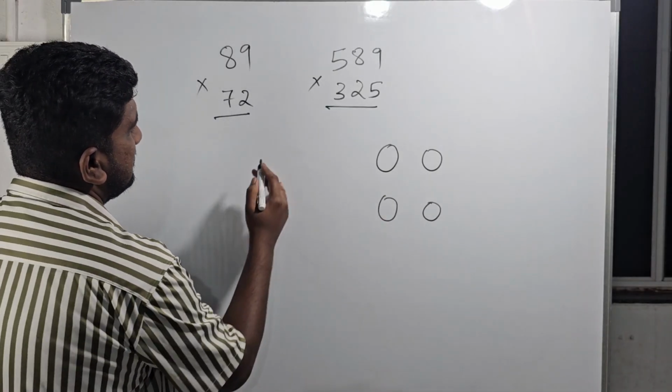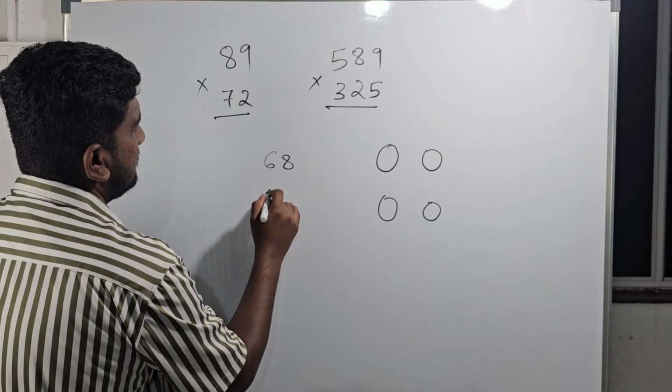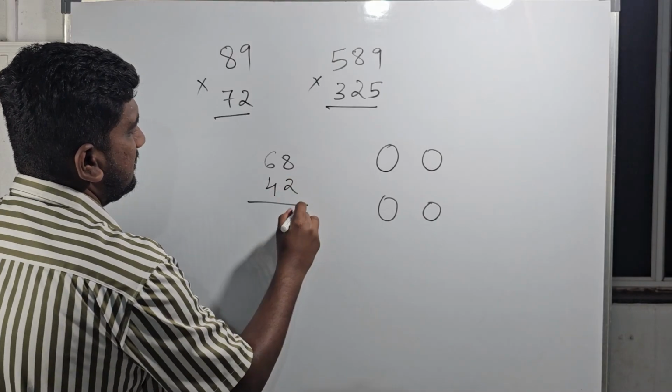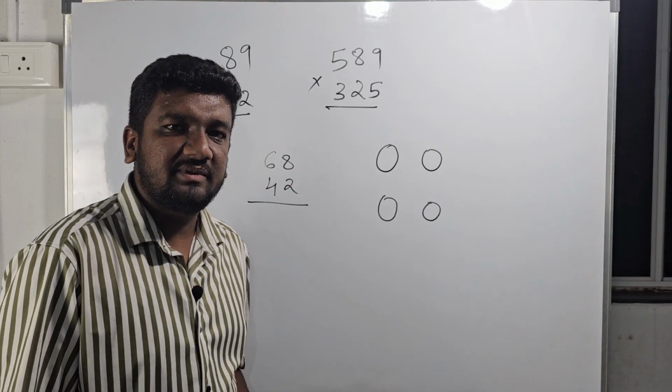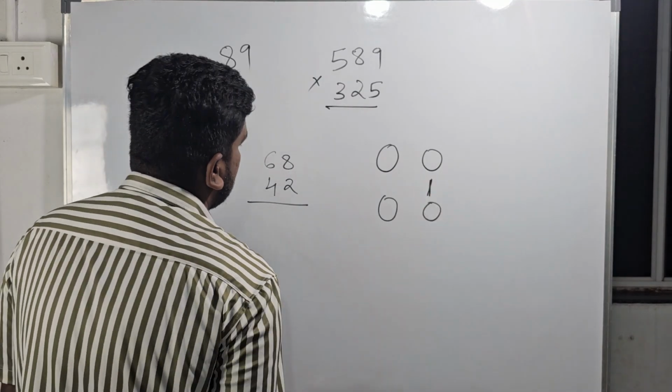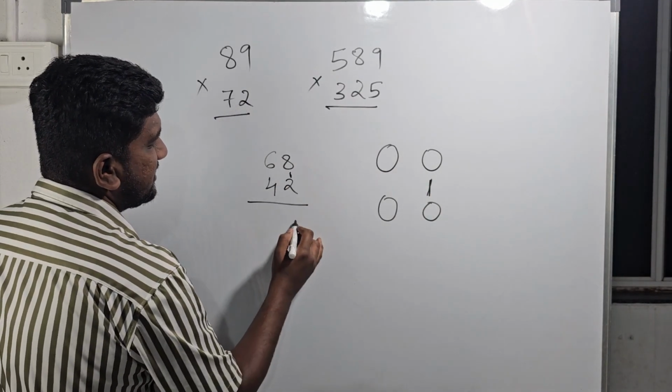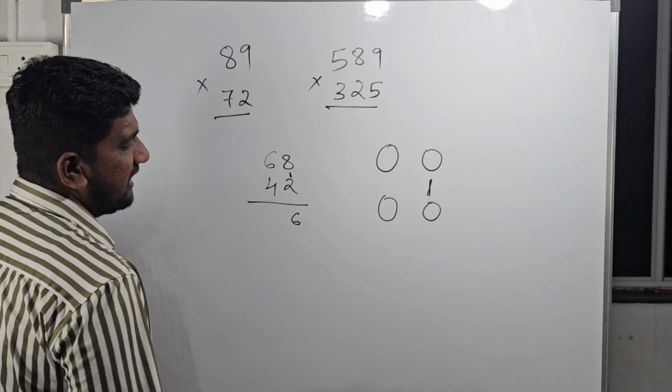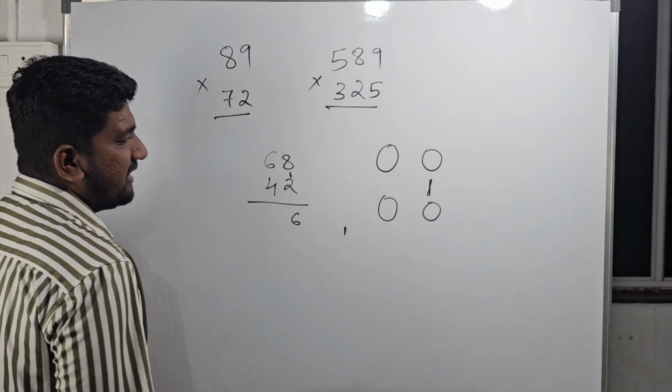So suppose 68 into 42. So again we will follow the three steps. First step is we have to multiply these two numbers. So 8 2 is 16. 6 will write here and 1 will write here.